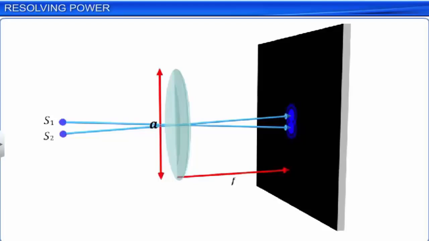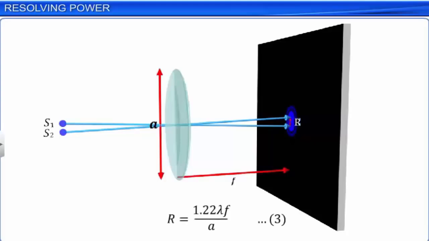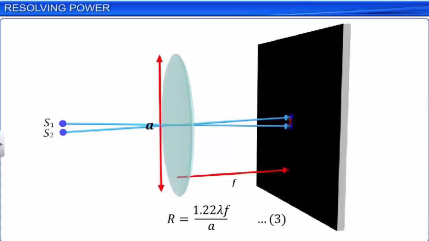Two images are said to be just resolved if the first minimum of one pattern coincides with the center of the other. This is known as the Rayleigh criterion. This means that the radius of each bright disk should be equal to the separation between them. But as per equation 3, the radius of the central bright disk is equal to 1.22 lambda f by A. Hence, increasing the diameter A of the lens decreases the r value and as a consequence increases the resolving power of a lens.